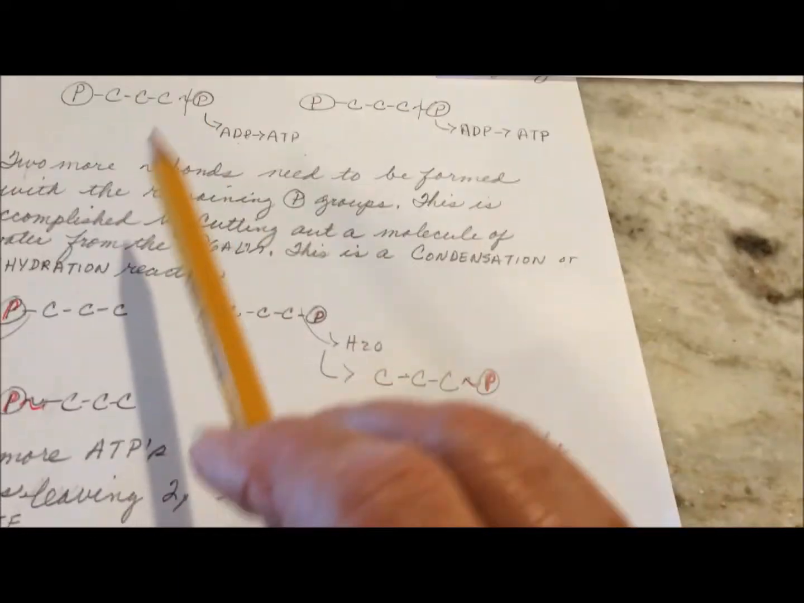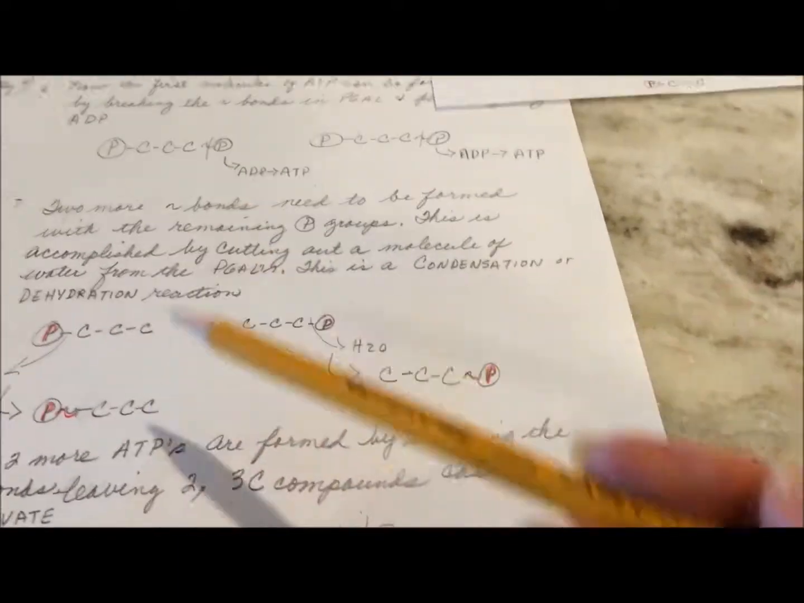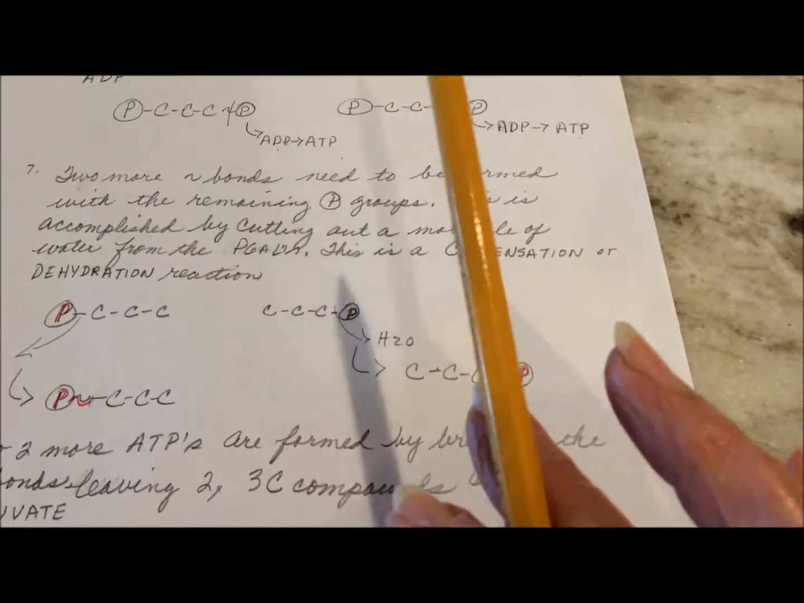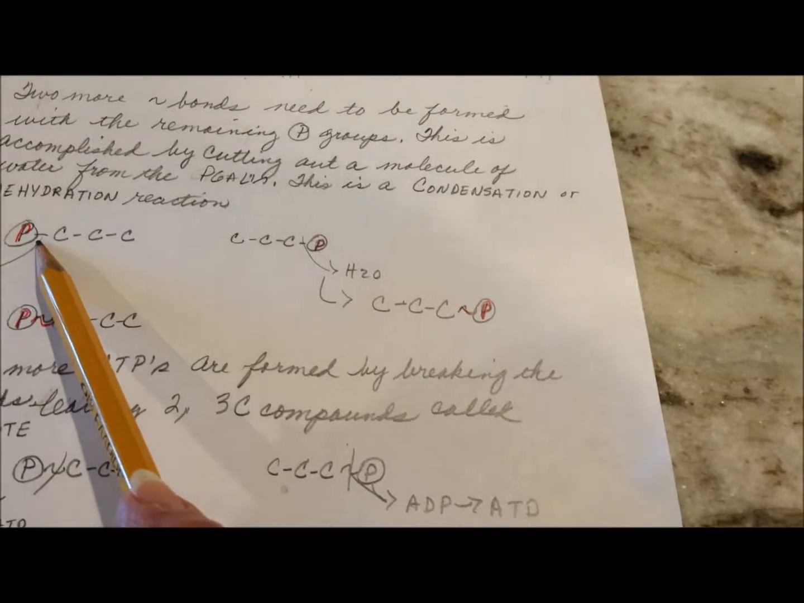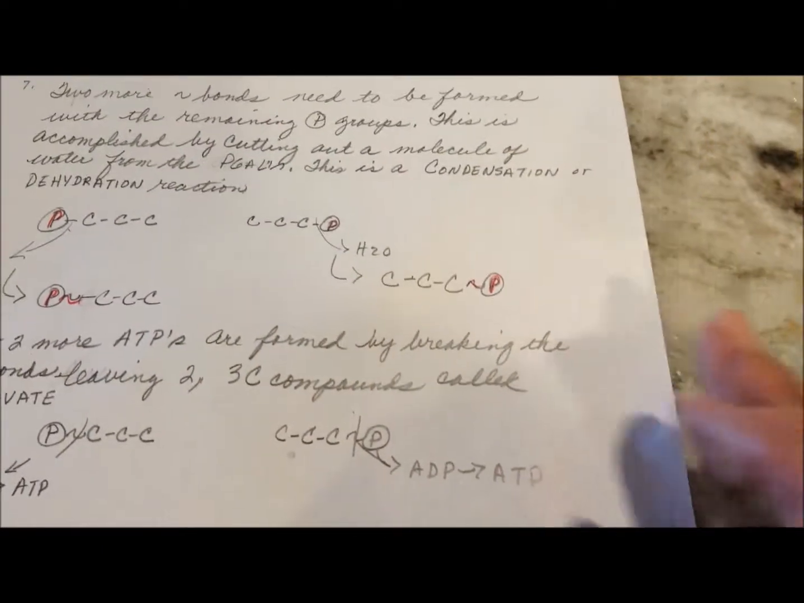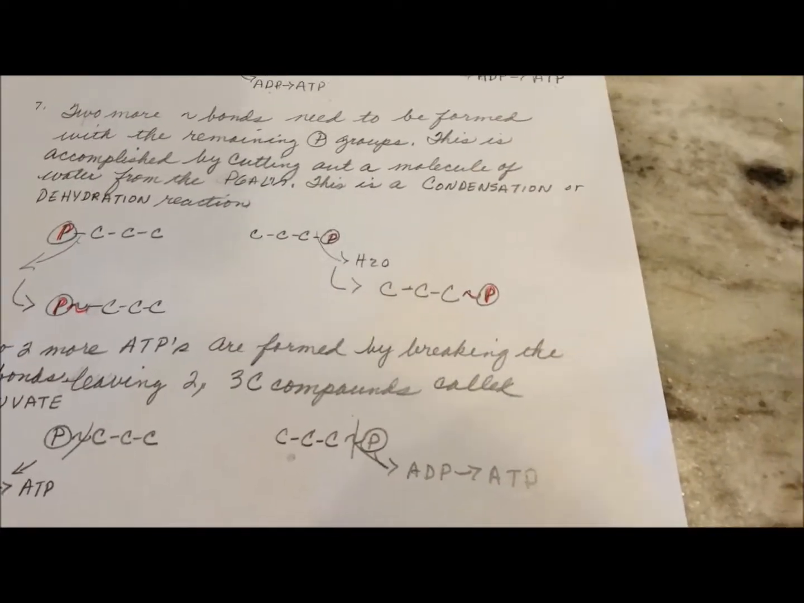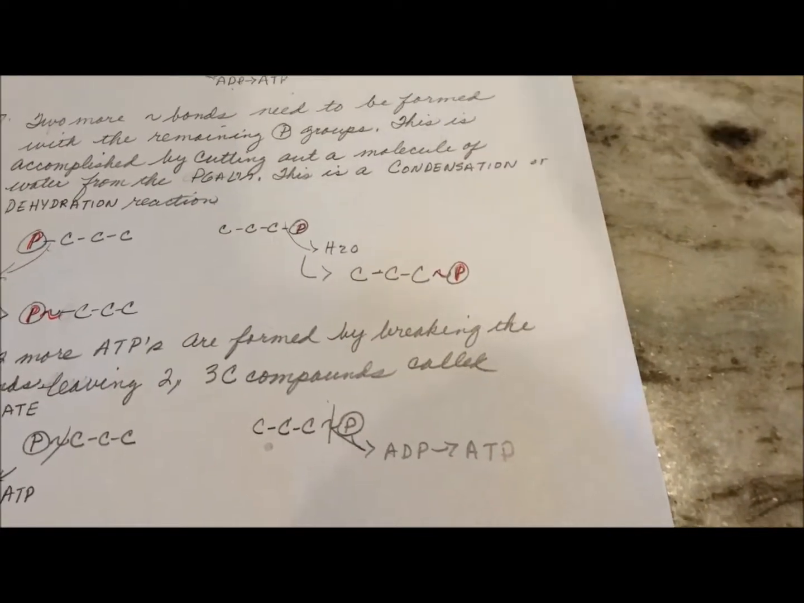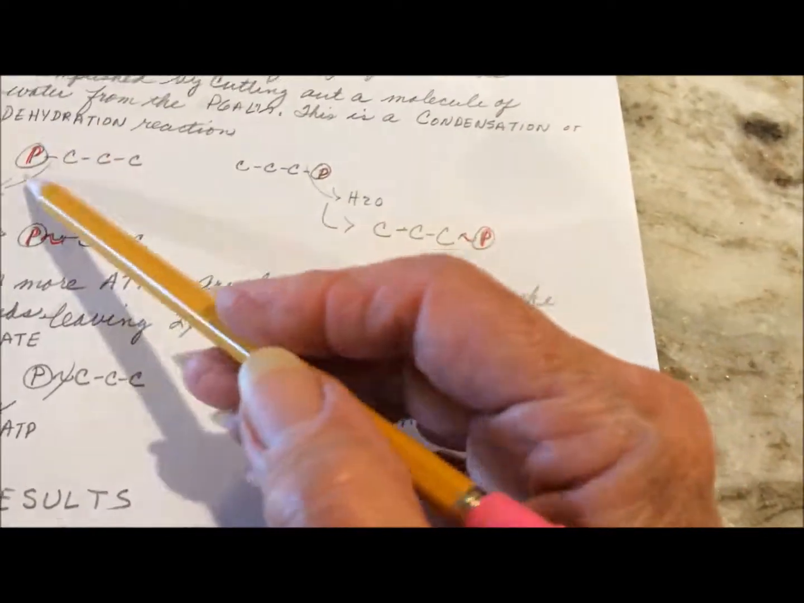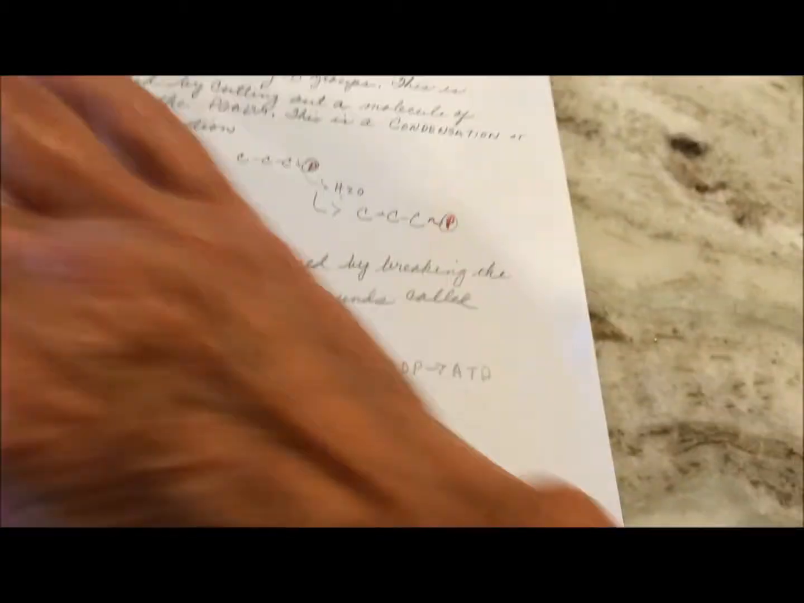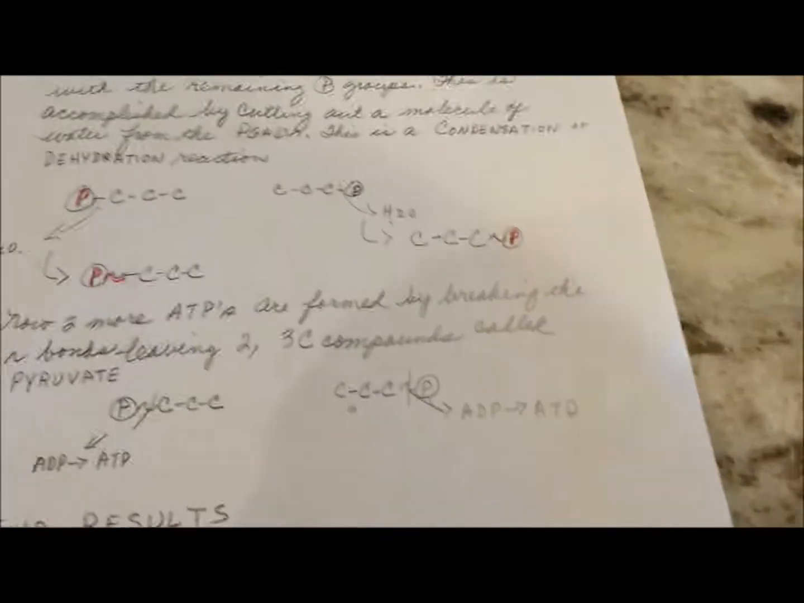Now, we've got to make 2 more high-energy bonds. Remember, we've got 2 phosphates left, so we're going to make 2 more high-energy bonds. But this time, you remember from our chemistry unit, a dehydration reaction, also called condensation, is the loss of water. So an enzyme comes in here and cuts out a molecule of water from each one of the PGALs. And that's called metabolic water because it stays there in the cytoplasm and it's made by a chemical reaction. It's not something that you drank.